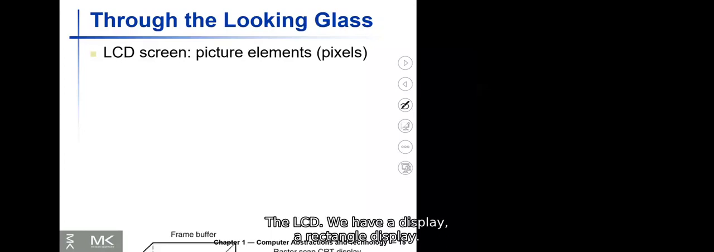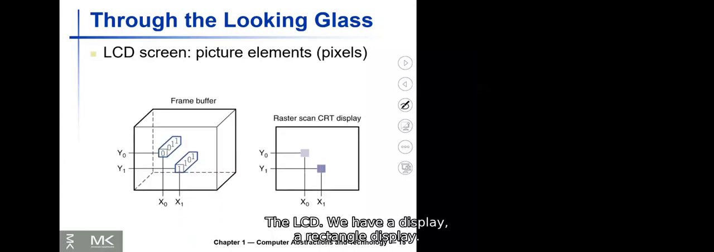For example, the first one would be the display, which is an output. Display, for example, this one. That one is not LCD. This is a projecting device. But this one is an LCD. What you have in front of you are LCDs. So in an LCD, we have a rectangle display, which consists of points. These points, we call them pixels, picture elements.